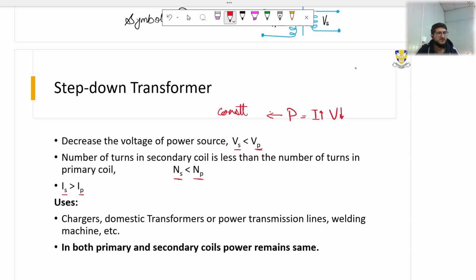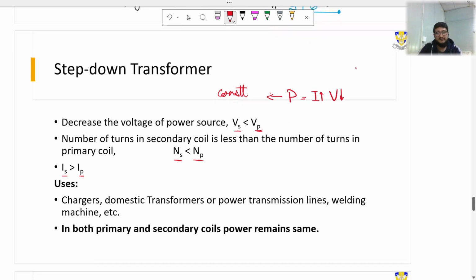इसकी यूजेस क्या है? चार्जर्स हो गए, आपके डोमेस्टिक ट्रांसफार्मर्स हो गए, जो हमारे घरों के बाहर ट्रांसफार्मर होते हैं, they are basically a step down transformer. आपके पास जितनी भी पावर ट्रांसमिशन लाइंस होती हैं, after that specific transformer, जो कि आप लोगों के घरों के बाहर है, वो जो होते हैं वो स्टेप डाउन होते हैं, ठीक है, वेल्डिंग मशीन हो गई, etc. Again, the primary and secondary coils' power remains same, ये ध्यान में रखना है, it is very important, okay.